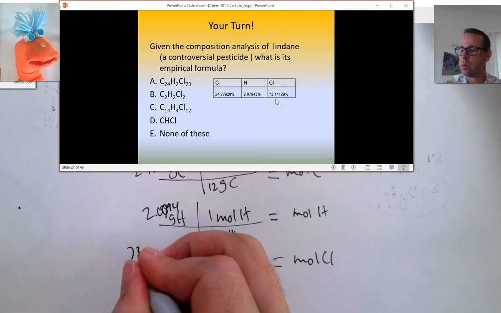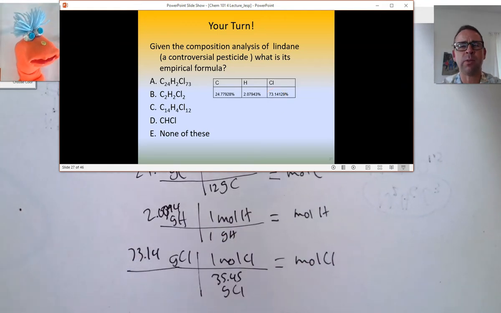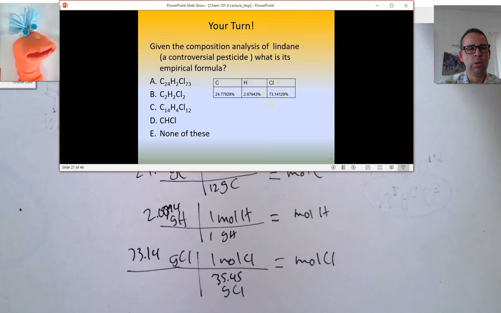So 73.14 is our grams of chlorine. Now tell me why again, can I go from percent of these elements to just mass? Well, you can pretend like you have a 100-gram sample, and then those are the grams from that 100-gram sample. That's right. Very good. Good explanation.